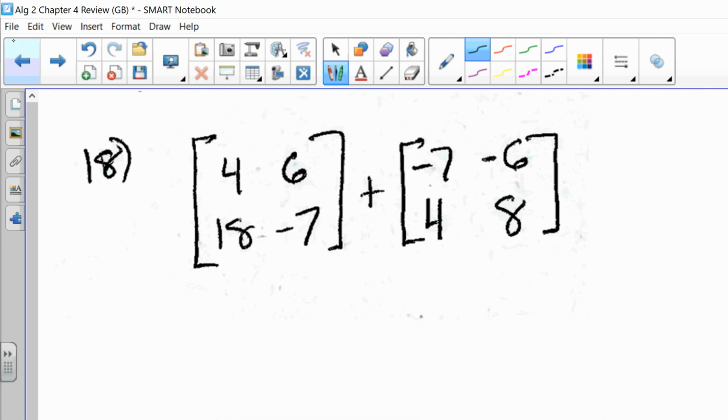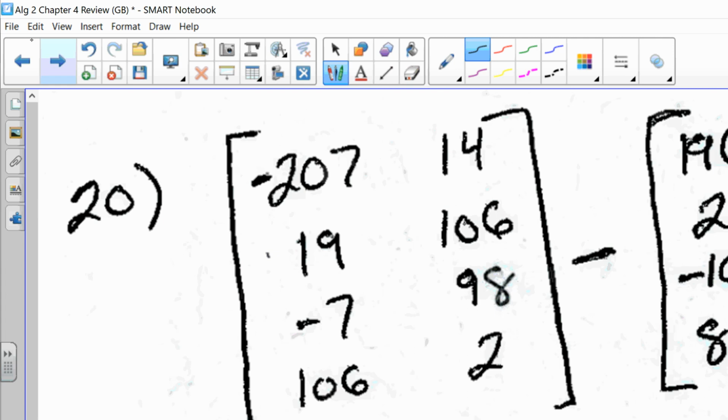Yeah, 19 is not possible because we have a 2 by 2 and a 3 by 2. Since the dimensions are not the exact same, it doesn't work. 20? Subtract and add.